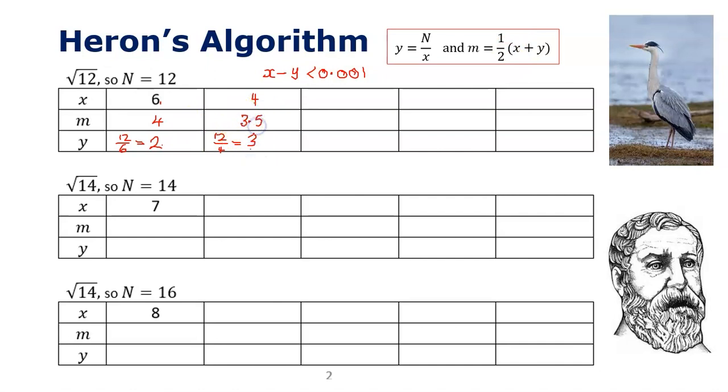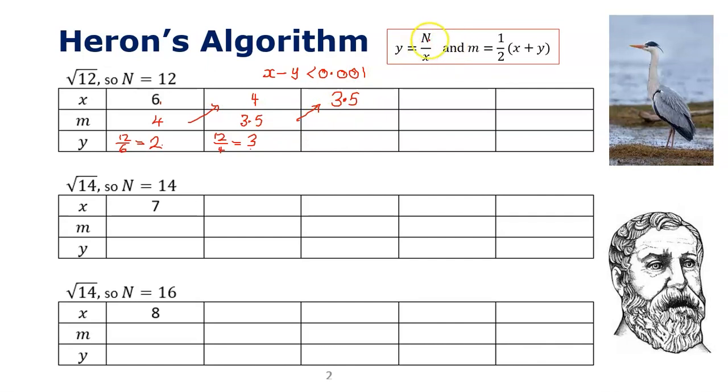And I also just do a quick check at this point, and I say, is the top number, x, minus the bottom number, y, less than 0.001? It clearly isn't. 4 minus 3 is 1. So I carry on. I can write x up here as then 3.5. Okay, I'll carry on.